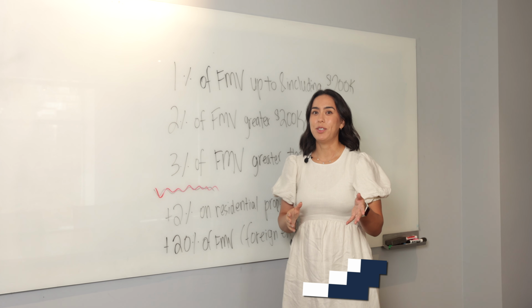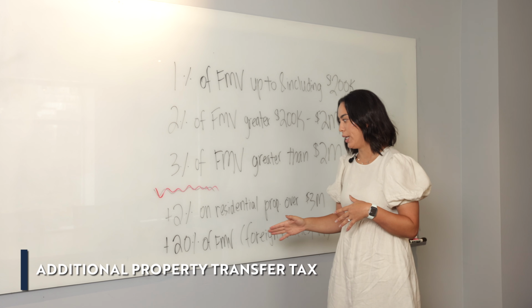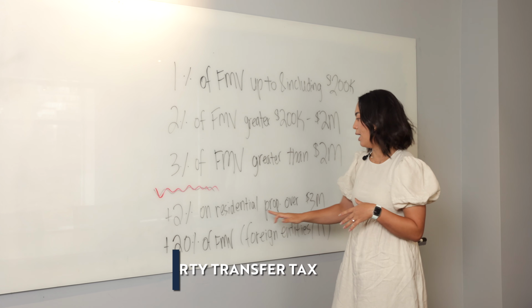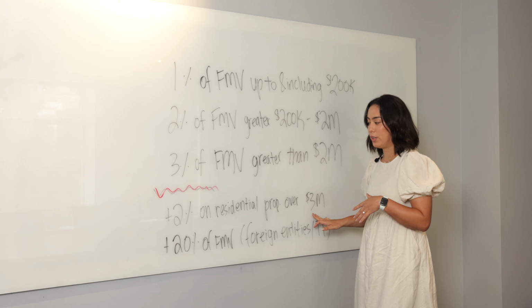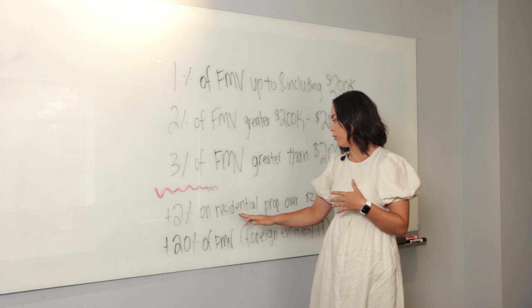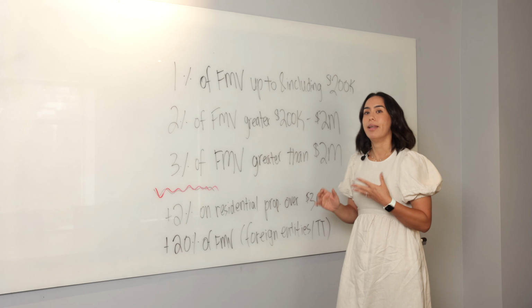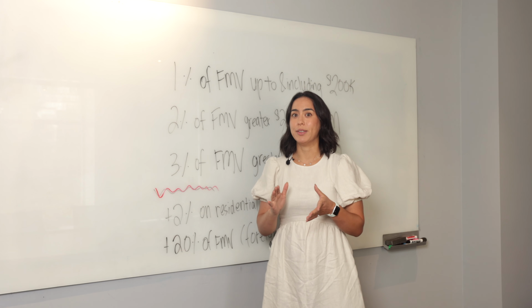The government has also specified additional property transfer taxes, 2 of which I'm going to note here. So if there are properties above $3 million in fair market value, you are going to pay an additional 2% on residential properties for the portion that is above $3 million. Then there is also a foreign buyer tax.